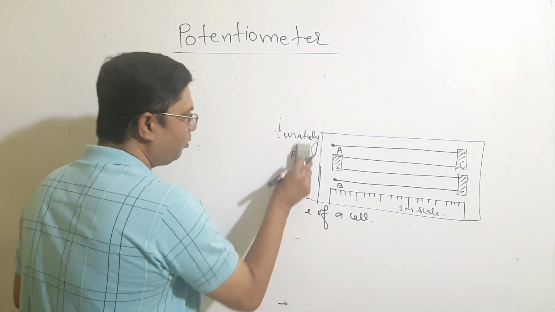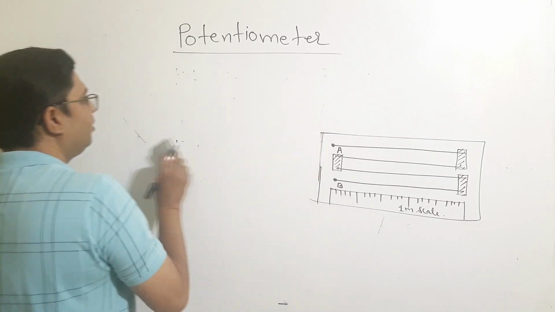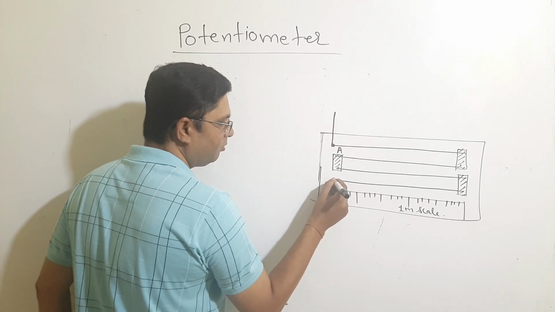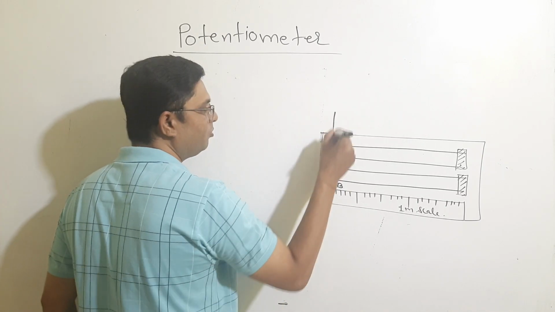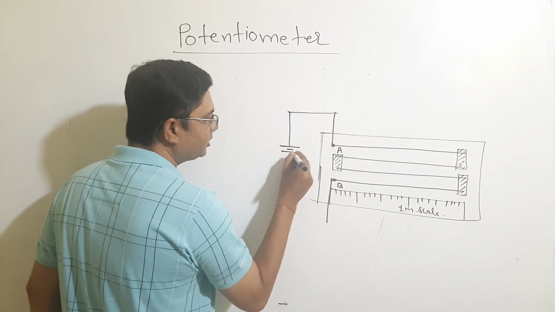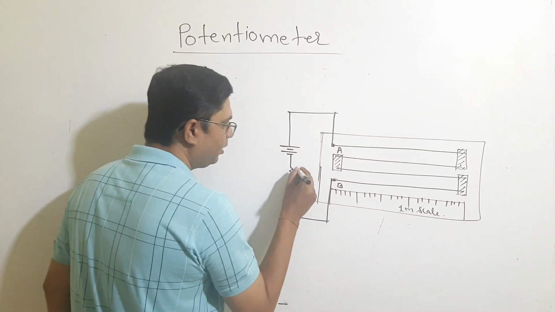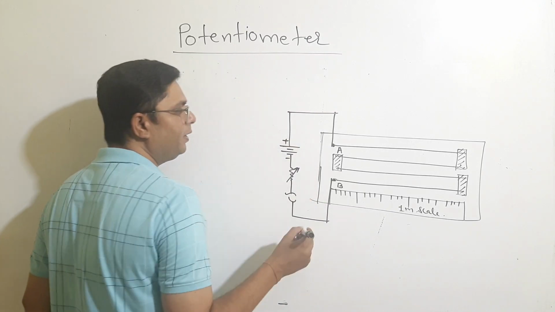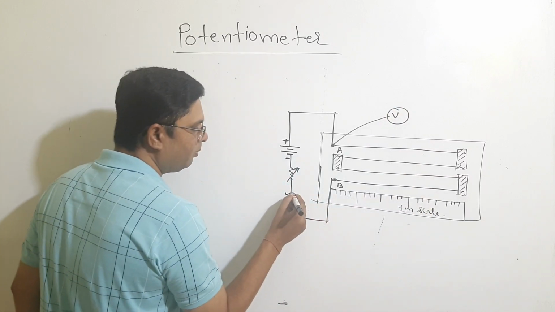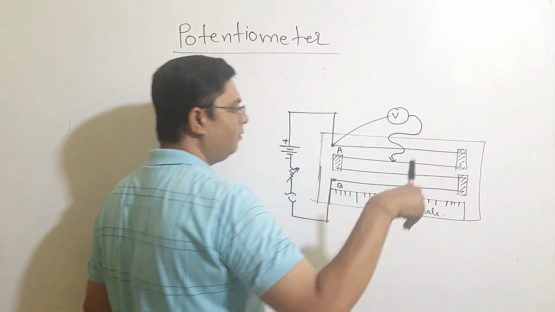What is the principle of the potentiometer? To understand it, I am taking two wires from outside, from A and B, and connecting these two wires to an external battery source, with a rheostat and a key. This is a rheostat and a key. This is a battery, and from point A we will take a voltmeter. Now switch on the battery. Here we have a jockey, a pointing device.